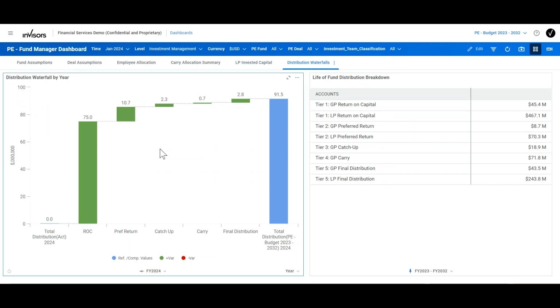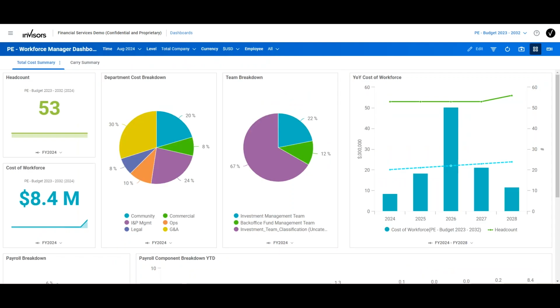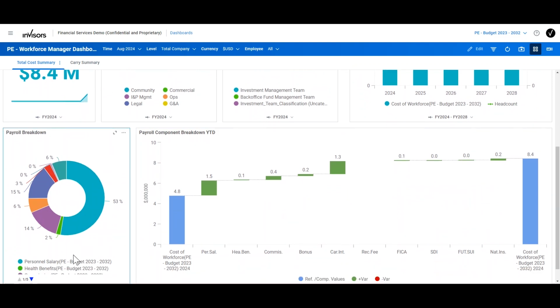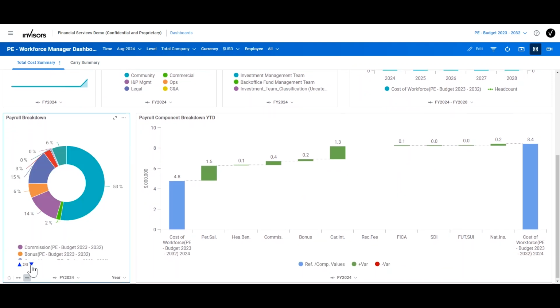Moving on to our second persona, which will be the workforce manager persona. This will be focused on seeing the total compensation picture. What this means is that we'll be able to see workforce cost and all the different elements that make it up over a multi-year outlook, such as personnel salary, health benefits, commission, bonus, and of course carried interest as well. This will help our users and our employees be able to see what their compensation looks like over a multi-year period.